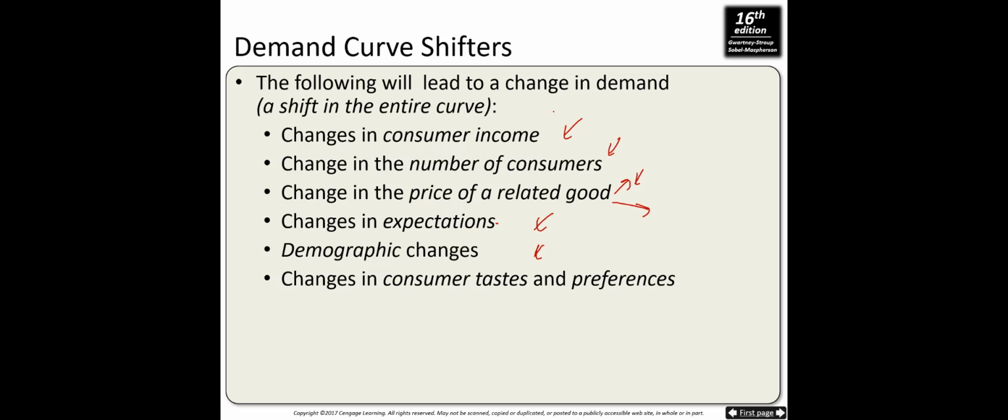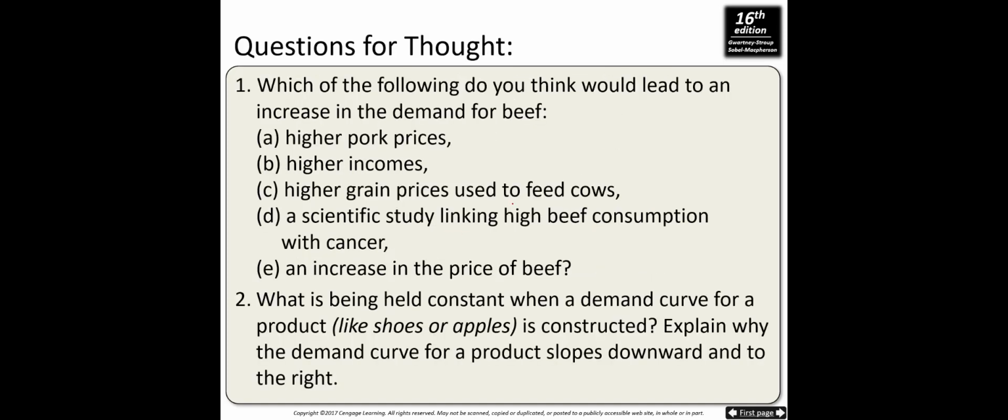So a positive change in income increases the demand. More consumers increases the demand. All shift to the right. The demand curve shifts to the right. Change in price of a related good depends on whether the good is a substitute or complement. You need to go read the textbook. Changes in expectations: positive expectations increase the demand, shifting it to the right. Demographic changes, again, depend on what is happening. A positive change is going to increase the demand. Changes in consumer tastes and preferences: sometimes goods become more famous, popular. Diets become more popular. If that is the case, demand increases. So please check these questions and then answer them on your own.